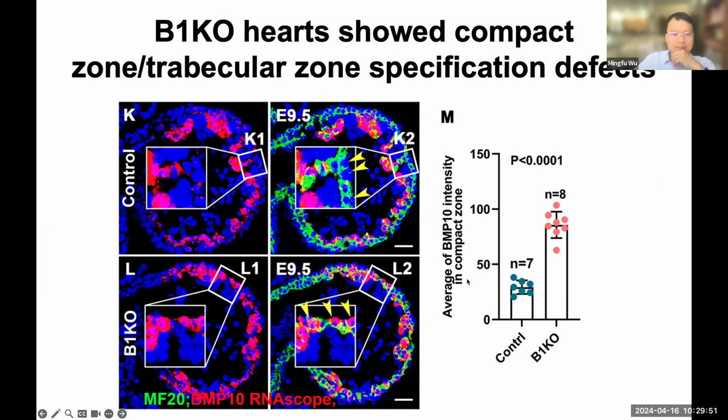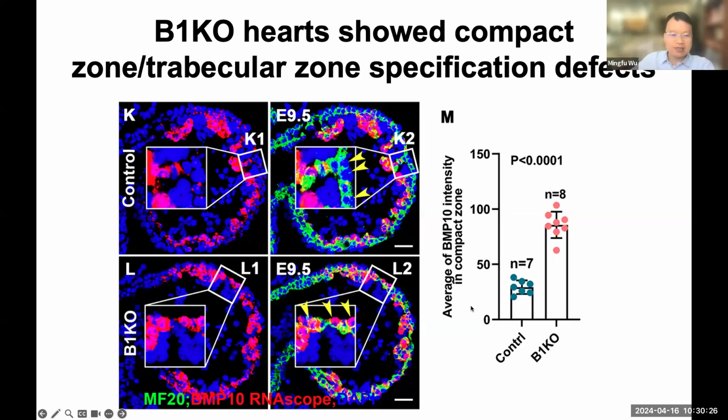Okay, and we examined BMP10. In the control, it is highly expressed in the trabecular cardiomyocytes and weakly expressed in the compact cardiomyocytes. We examined that in the knockout, and we see a different pattern here. That is, we can see BMP10 is highly expressed in both the trabecular and the compact zone. And here shows a quantification, that is, B1KO has a high expression level and also a different pattern from the control.